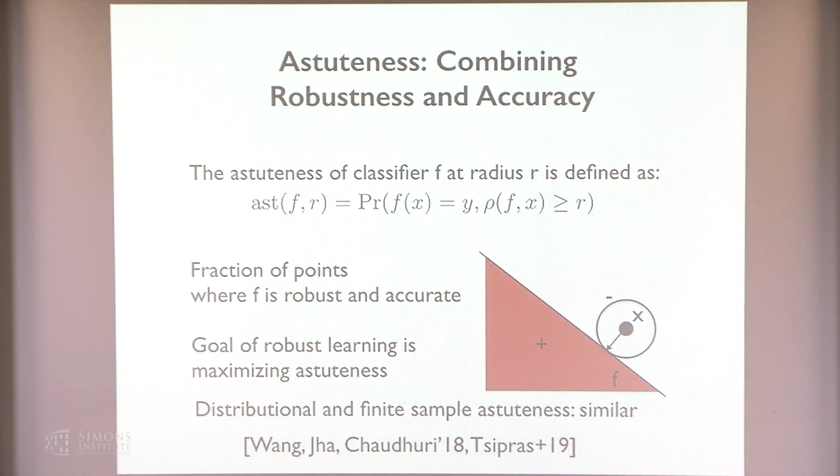And basically, if you want to do robust learning, a goal that we care about is maximizing this astuteness. So we fix R ahead of time, and what we care about is maximizing astuteness. Just like robustness, we can look at distributional astuteness and finite sample astuteness, and we can define them in a similar way.